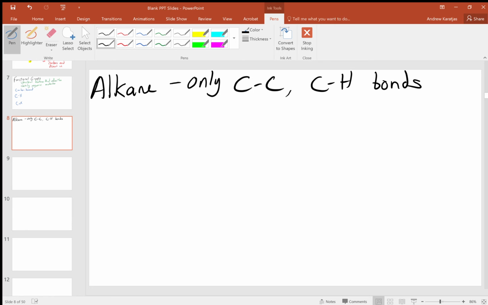So one of the things I like to do when I teach functional groups, and I've done this for every single functional group that we're going to talk about, is to actually show you some examples of where we find them. You don't need to memorize these examples. These are just so that you can see, oh, here's an example of an alkane or an alkene, and so on. So an alkane, we've said, is just carbon-carbon, carbon-hydrogen single bonds.